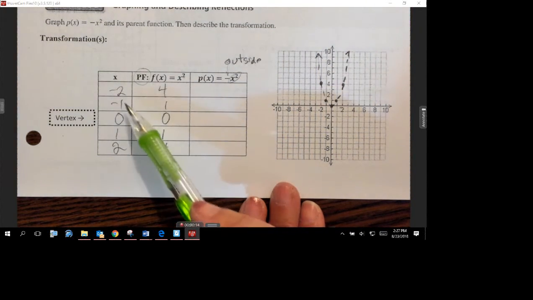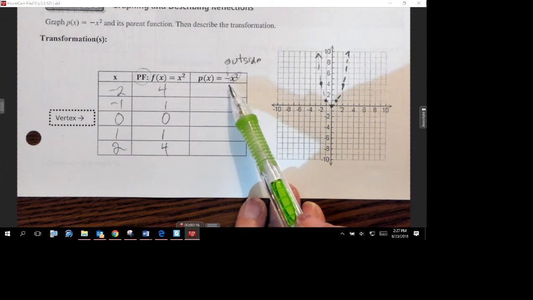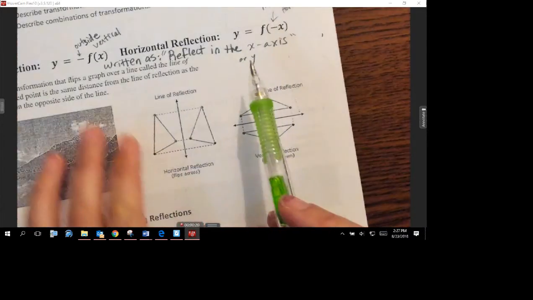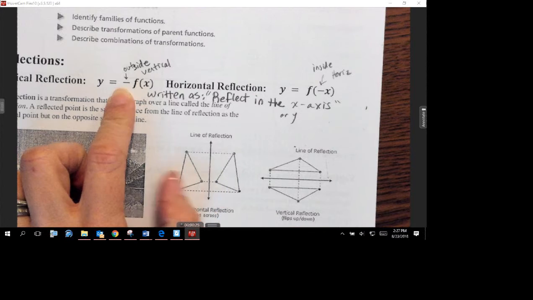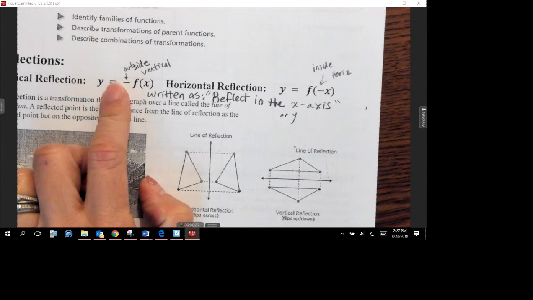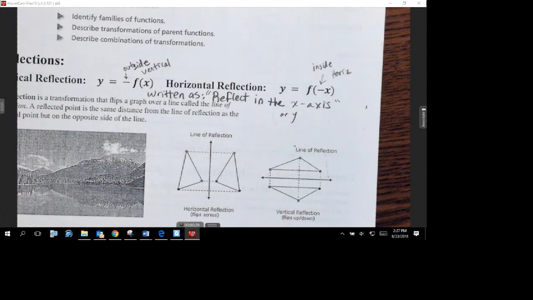Anyway, so we wrote down the parent function. Now what we're going to do is, since this is on the outside, that means we're going to look up here. Is this going to be a vertical reflection or a horizontal reflection? What's on the outside? Vertical. So that means if you get your hand out, or you can make a parabola if you want, it's going to vertically reflect.